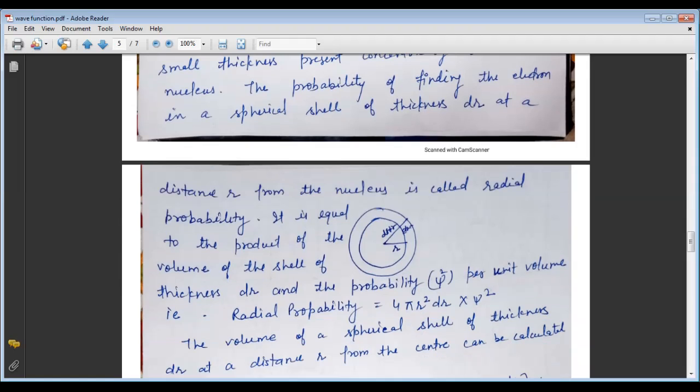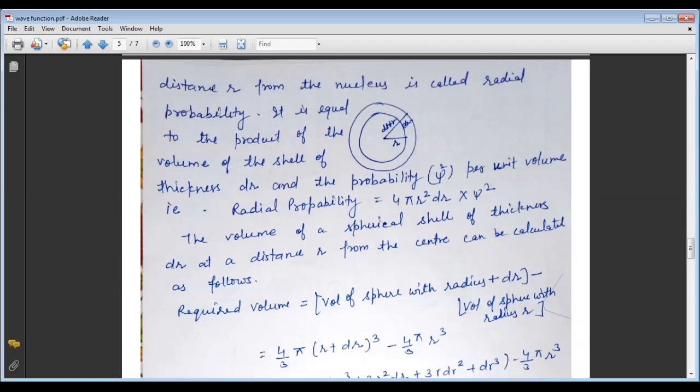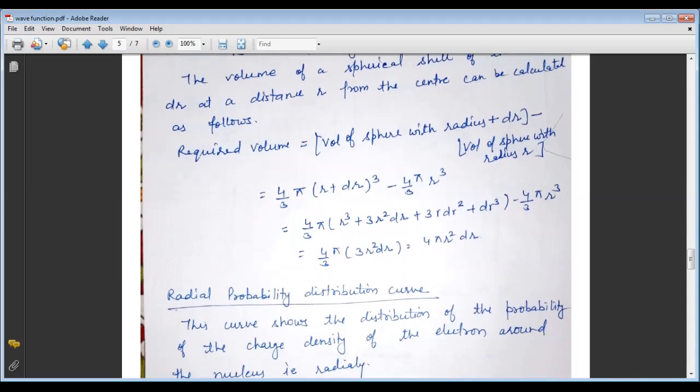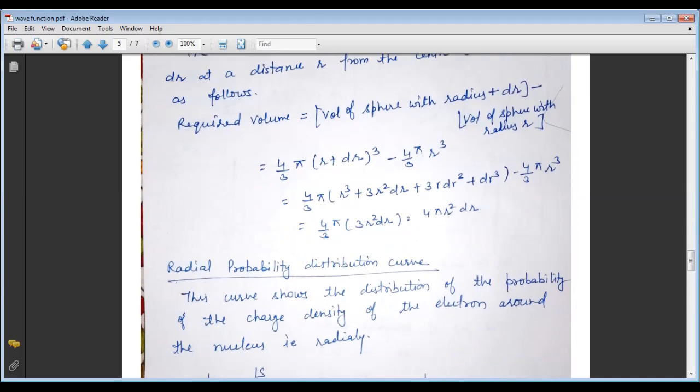Now it is equal to the product of the volume of the shell of thickness dr and the probability psi square per unit volume. So the radial probability is 4 pi r square dr times psi square. Then the volume of the spherical shell of thickness dr at distance r from the center can be calculated as follows. We can calculate it by this formula, which gives the required volume.